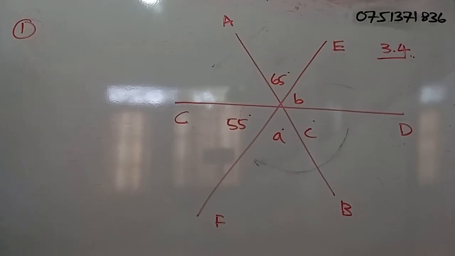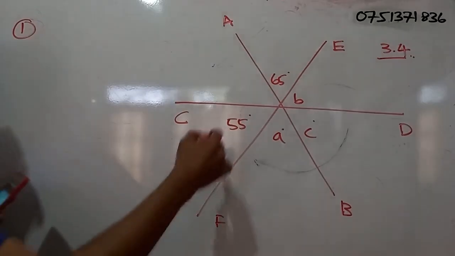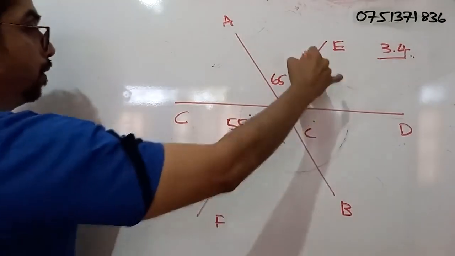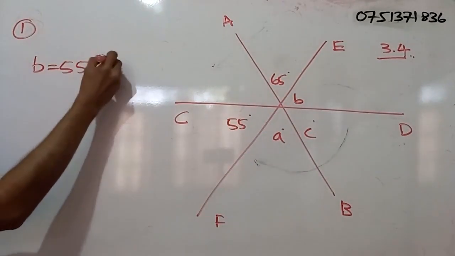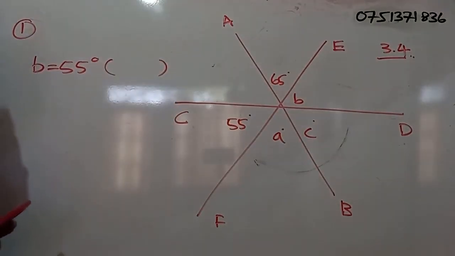Right. A, B, C. Okay. So if this is 55, B is also 55. B equals 55. So within brackets vertically opposite angles.